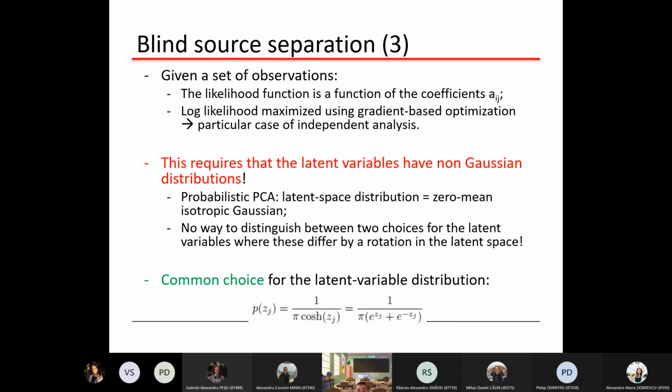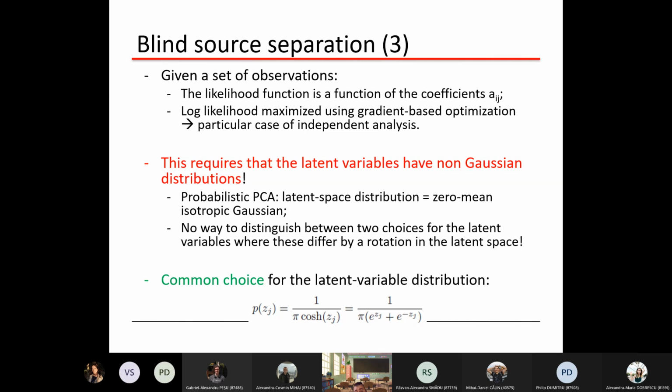Log likelihood maximization using gradient-based optimization will solve this problem, and it's a particular case of ICA, independent component analysis. Again, the observation is that we must have a non-Gaussian distribution, because you saw that in probabilistic PCA, the latent space distribution was a zero mean isotropic Gaussian. So we have the same distribution in all the directions.